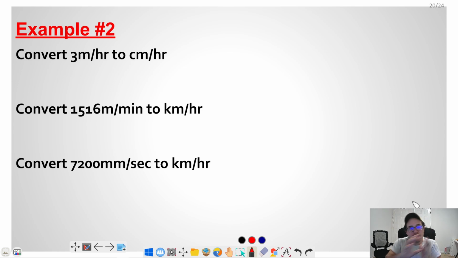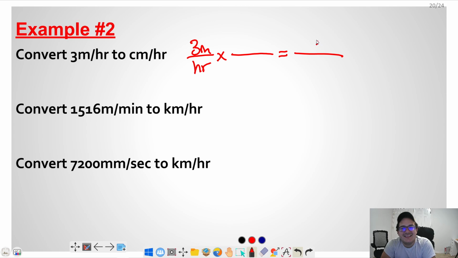Convert meters per hour to centimeters per hour. Let's do it. So we have 3 meters per hour, and we want to convert it to where we get centimeters on top and hours on bottom.